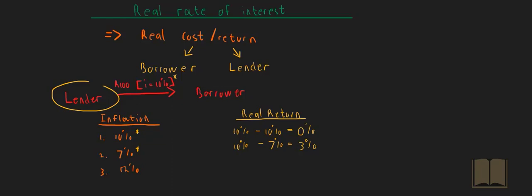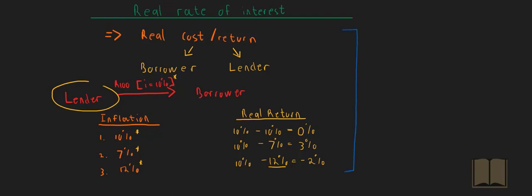Now let's consider the last scenario. In the last scenario, the inflation rate is 12%. The interest rate that the lender charged is still 10%. So in this scenario, the lender has not even been compensated for the increase of prices of goods and services in the economy. The 10% doesn't even match up to the inflation rate. And therefore, there's been a destruction of wealth of negative 2%. The real rate of return is negative 2.